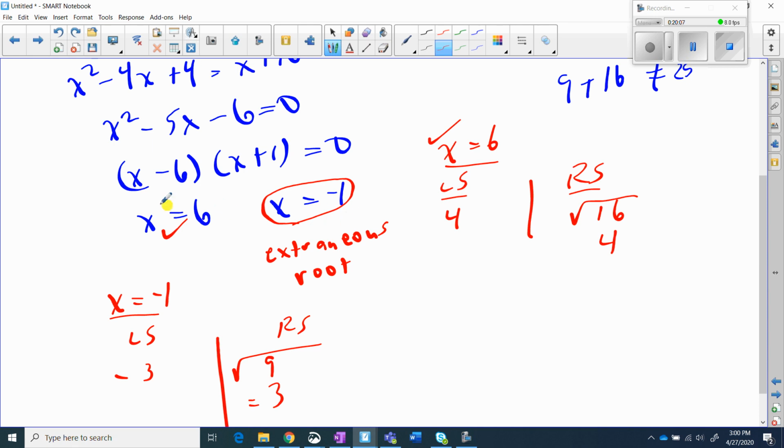Just because you get two answers does not necessarily mean one of them is always extraneous. I've seen examples where they both work. I've seen examples where one's extraneous and the other one works. I've seen examples where neither one of them works. So you have to verify all the possible answers and see whether they actually are a legitimate solution or they are an extraneous solution.